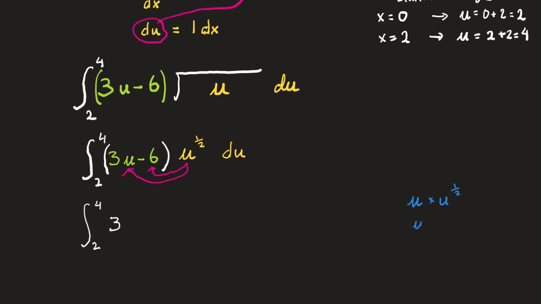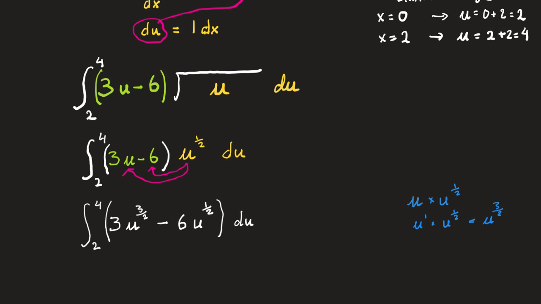That means you have u to the 1 times u to the half, and then you're adding the exponents, so that will be u to the 3 on 2. So I have u to the 3 on 2. Now I take away and I have 6u to the half. All this is now du.